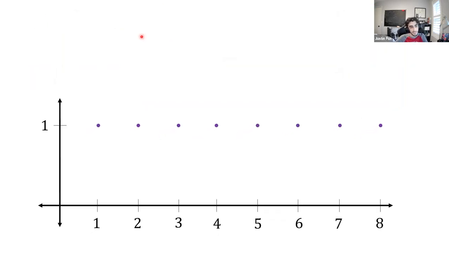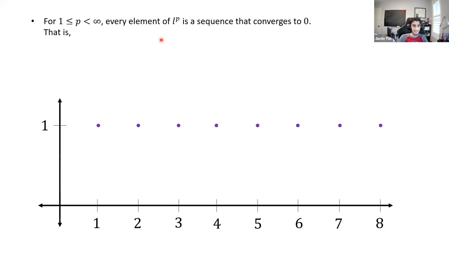Based on that, we can make a couple of remarks about our LP spaces. One thing is that every element of LP is a sequence that converges to 0, meaning if x1 all the way to x infinity is in LP, then these xi's have to go to 0, because we're summing up infinitely many power p terms in this summation.